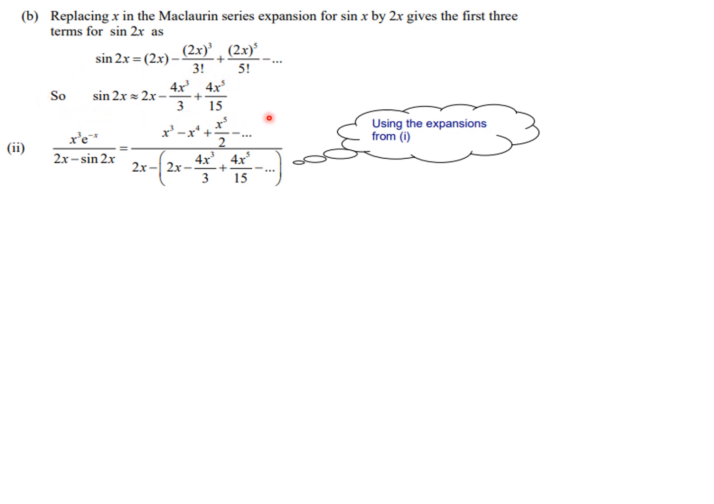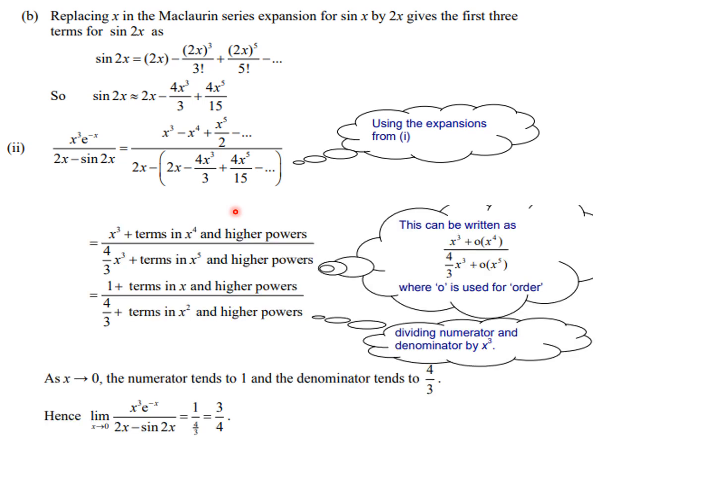And then part B, hence find the limit as x tends to 0. So we had to put in the expansion bits from part A. Look at the bottom there, something's going to disappear. And then we're left with both top and bottom, and the 2x disappears, top and bottom both being x to the power 3 and higher terms of x.